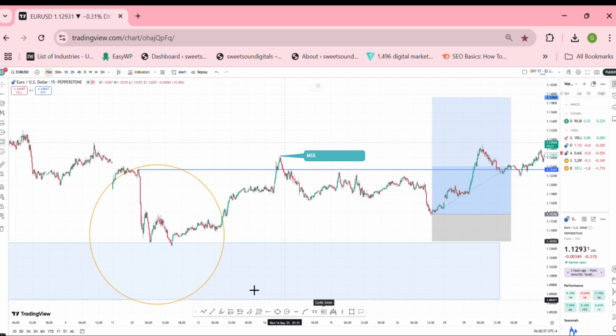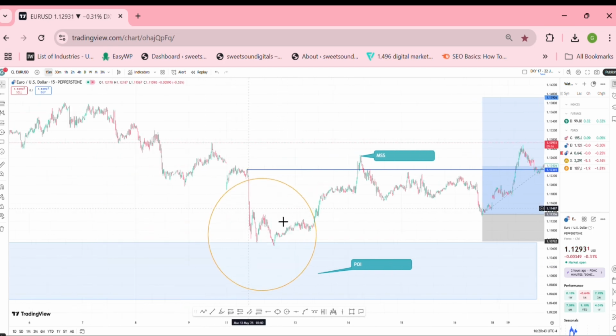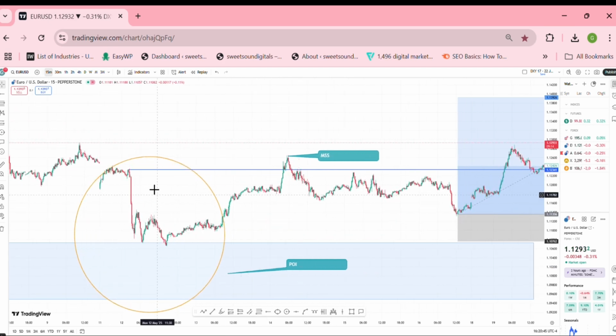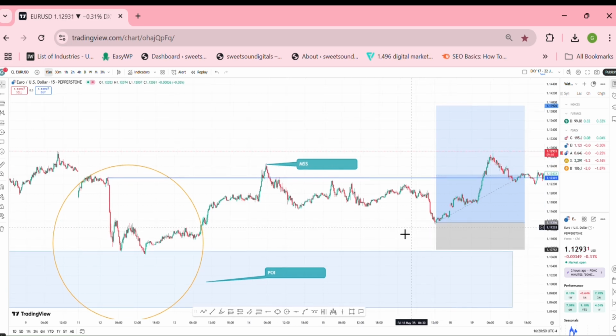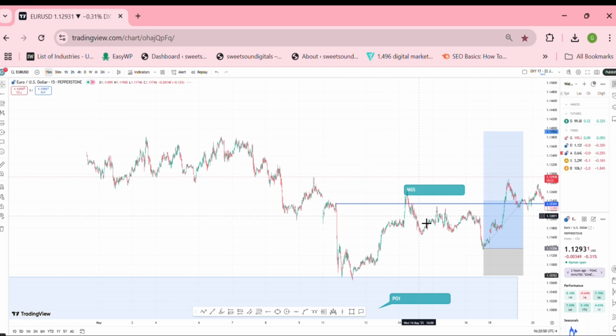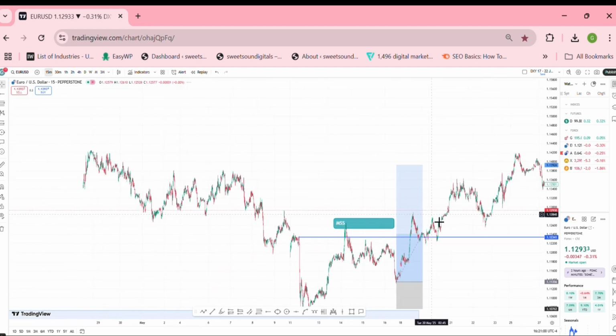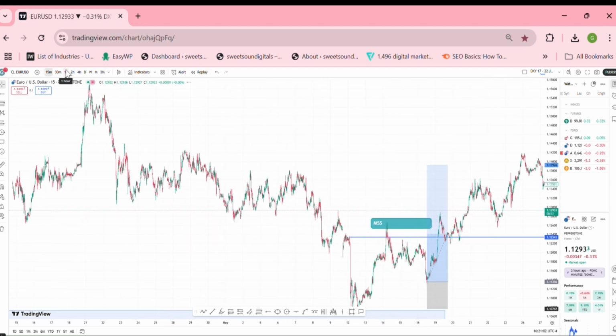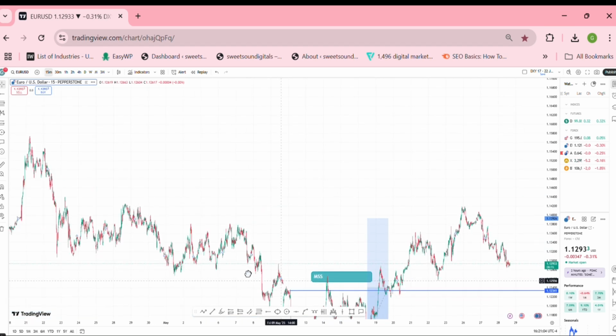This is our PD array. This is our point of interest, our POI, where we're waiting for price to mitigate. This is a 4-hour POI, and then we had a market structure shift, and then we have a pullback, and then we enter the trade. Now if you want to catch a trade like this, it's just a simple strategy that can work for your pairs.